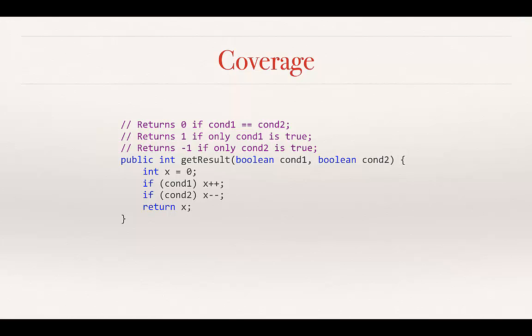X starts out as 0, and if both conditions are false, X is not modified, so the method returns 0. If both conditions are true, the modifications to X cancel each other out, and again, the method returns 0. If only condition 1 is true, X gets incremented, and the method returns 1. If only condition 2 is true, X gets decremented, and the method returns negative 1.